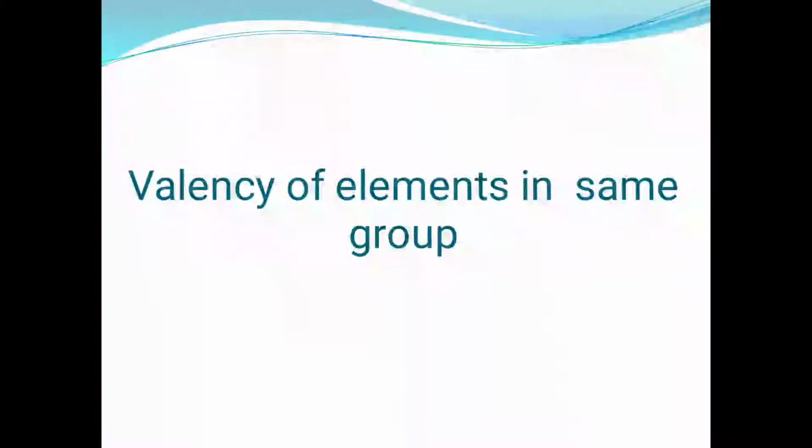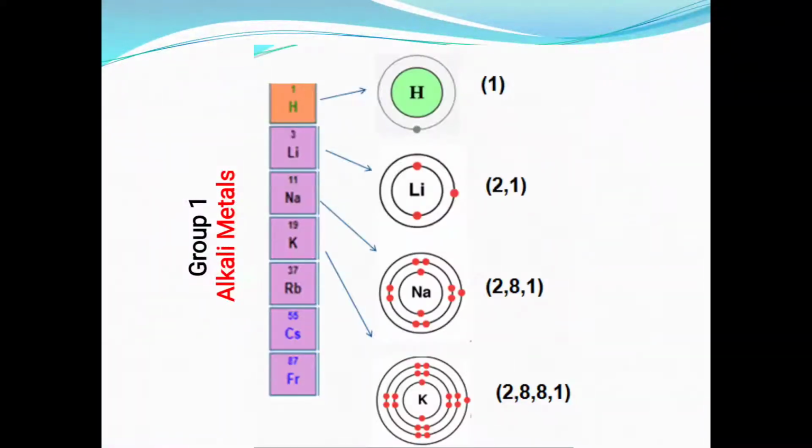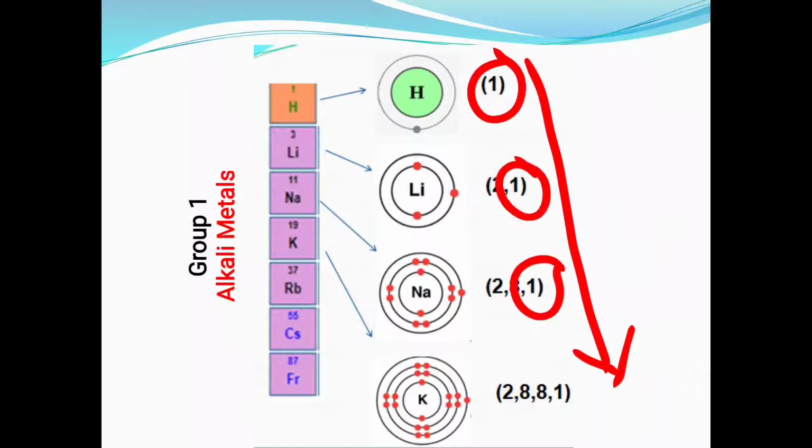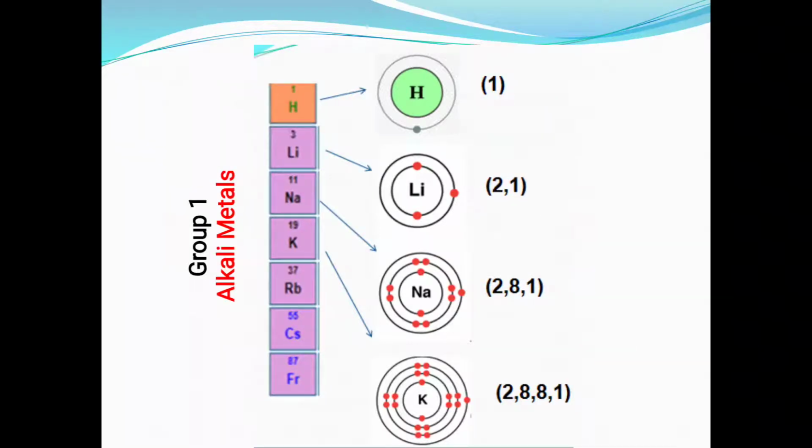So let's discuss the valency of elements in the same group. First example is group 1, that is the alkali metals. These are the elements present in the first group, the group of alkali metals. We have discussed the valence electrons of the alkali metal group in the previous video. The valence electrons in all these elements are the same. Valence electrons means the electrons present in the outermost shell, that is 1. So the valency of all of them will become 1.